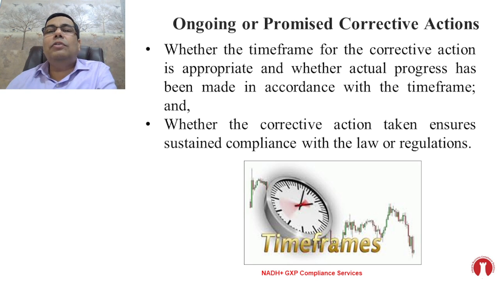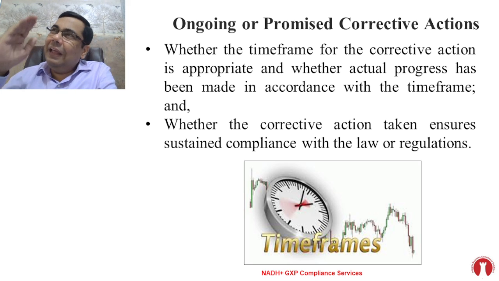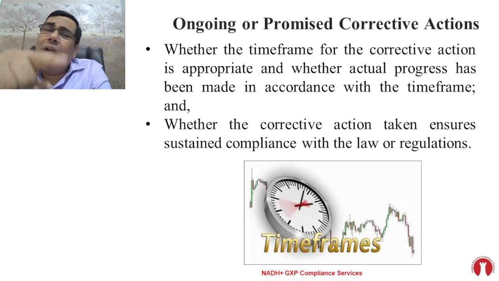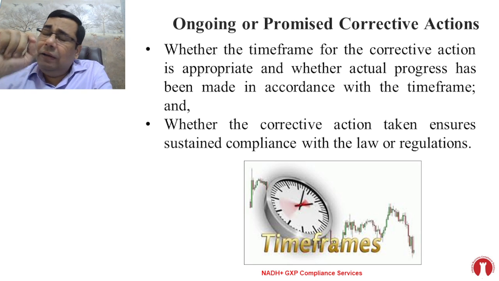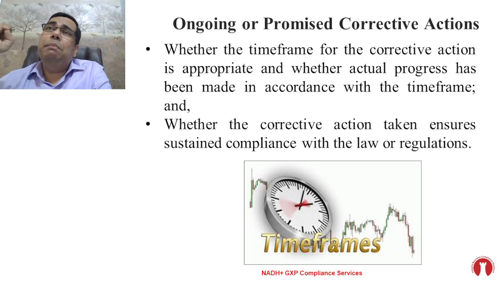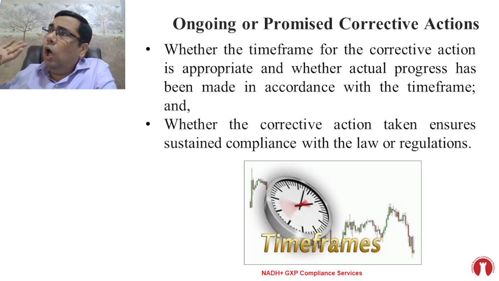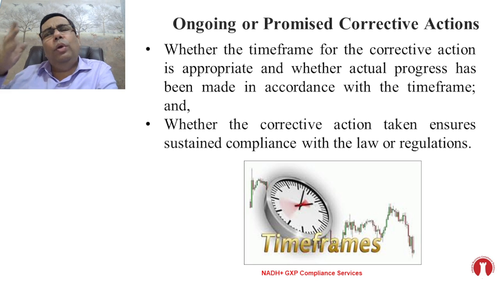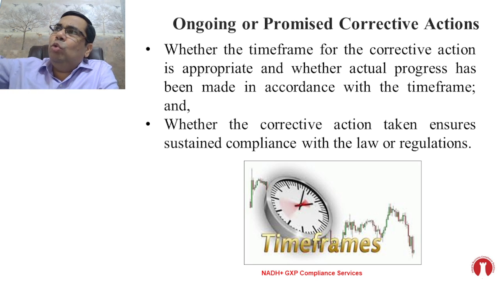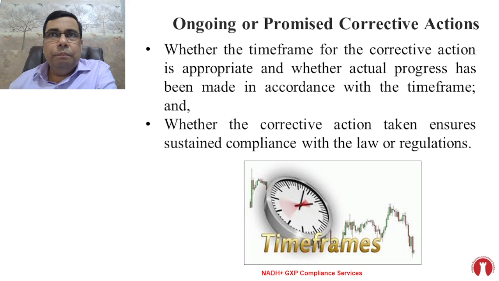Whether the corrective actions taken ensure sustained compliance with the law or regulations. This is very, very important. The last point, again I am telling you, is very, very important. It is given in the FDA manual, FDA procedure. What happens? We give the corrective action. Training has been given to all to follow this practice. We give a very good corrective action. But whether this corrective action will ensure sustained compliance? We just give the CAPA that we will revise the SOP to include this instruction.